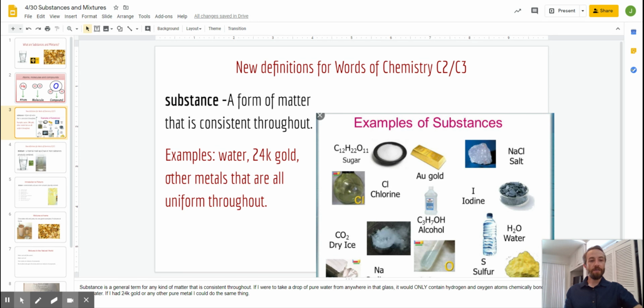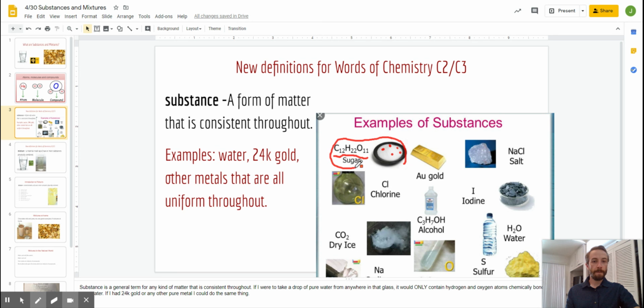It means that if I have a liquid, a solid, or a gas, and I take a molecule of that matter, it's uniform throughout. I can pull a molecule of sugar in this example, and if I were to compare this one to this one, they would be the exact same, which is represented by this chemical formula, C12H22O11. As long as there isn't salt mixed in there, this is considered a pure substance.